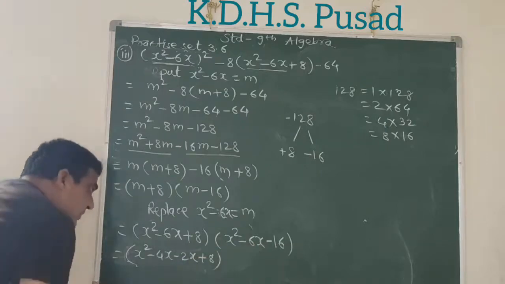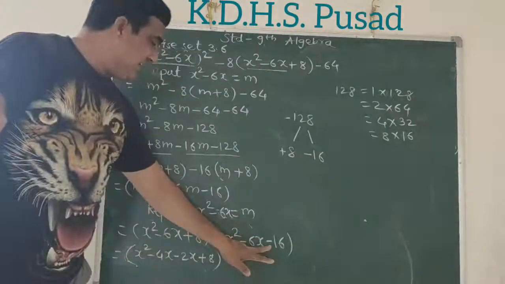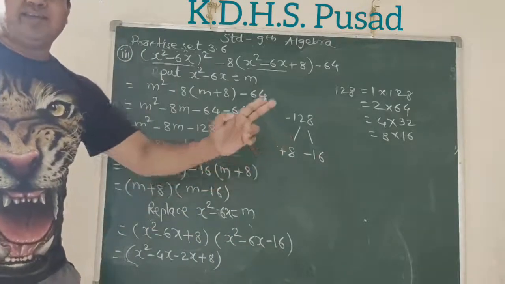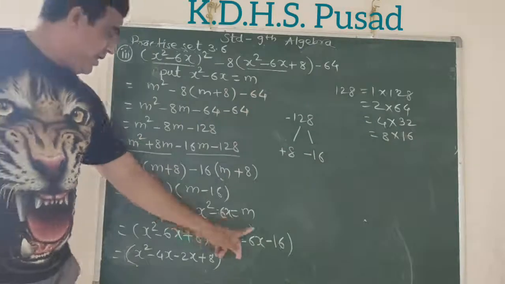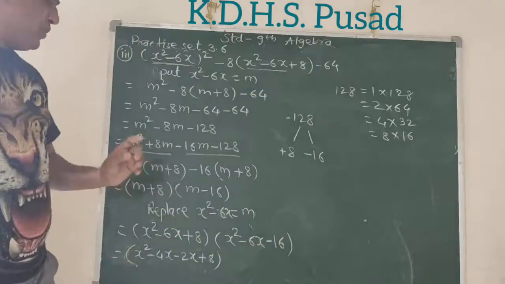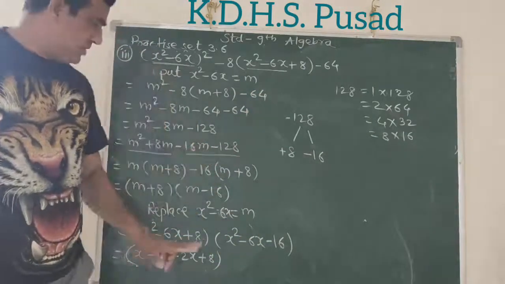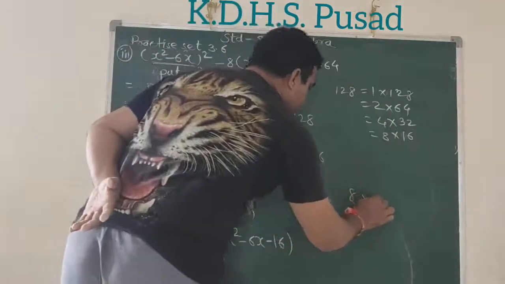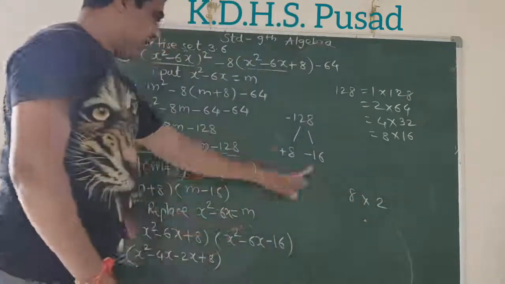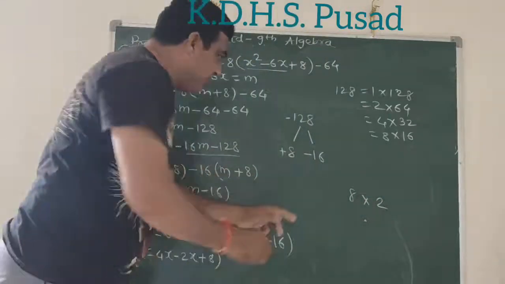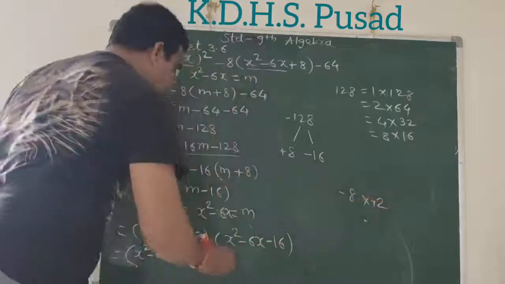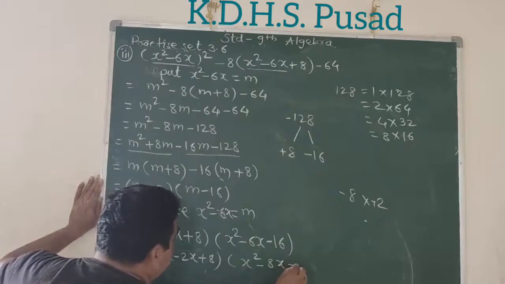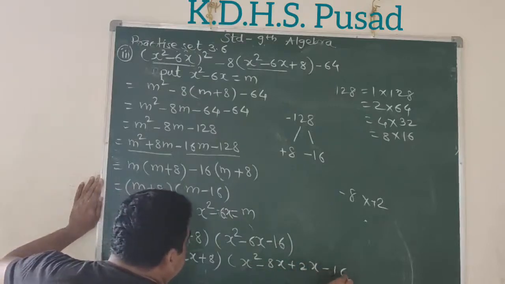Now here, product 16 and subtraction 6. Yes, are there numbers? Yes, 8 and 2 are. Now their signs: product negative, so one number positive, one number negative. So this sign goes to the greater number. So here 8 and 2: product 16, subtraction 6. So this sign for the greater number, minus 8 and plus 2. So here x square minus 8x plus 2x minus 16.